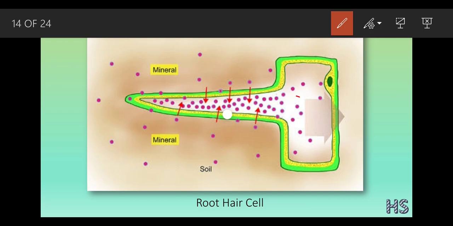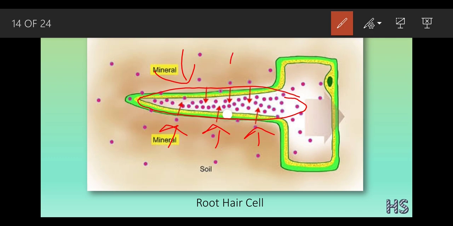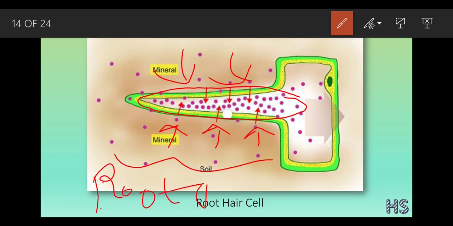Because of this, the concentration inside this part becomes diluted, because we are going to take the water in. When we take the water in, it is going to exert a lot of pressure. That pressure is called root pressure. This root pressure will help the water molecules to enter into the xylem.